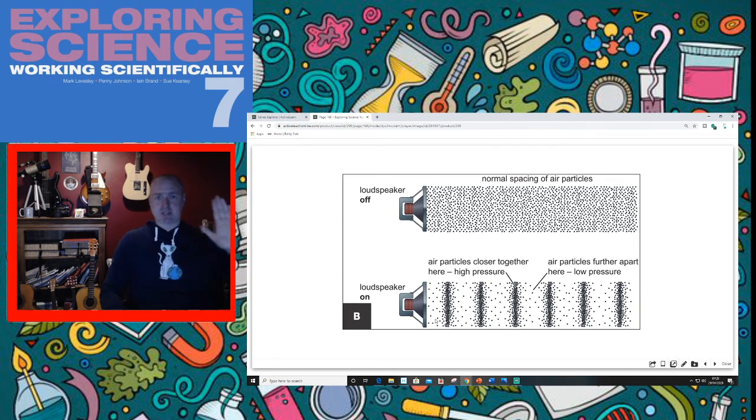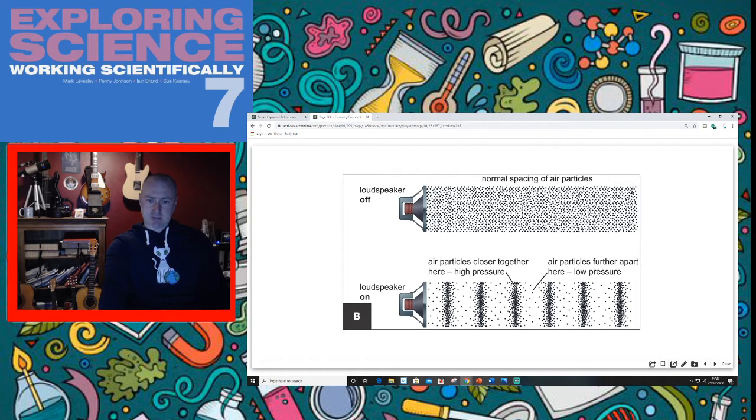But the speaker is continually, it'll have a frequency, a number of times per second it's vibrating. It's constantly moving backwards and forwards. So it's constantly producing these areas of high pressure as it goes forward, and then as it comes back, these areas of low pressure. So we get this pattern. Now this pattern is unique to a longitudinal wave.